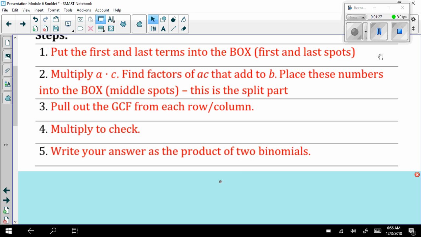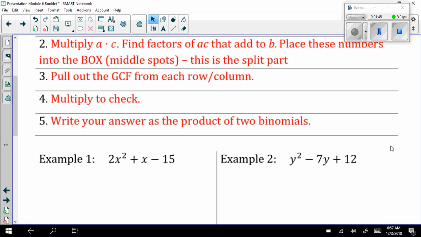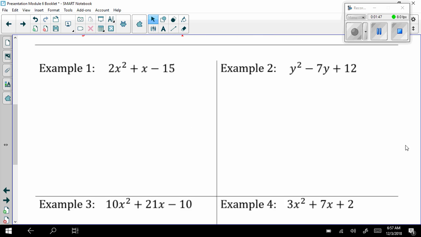binomials. So we're using the box method, but because we have three terms, and the box has 4 spots, we're going to have to split that middle term for the middle box in order for this to work. Let's go ahead and take a look at example 1.